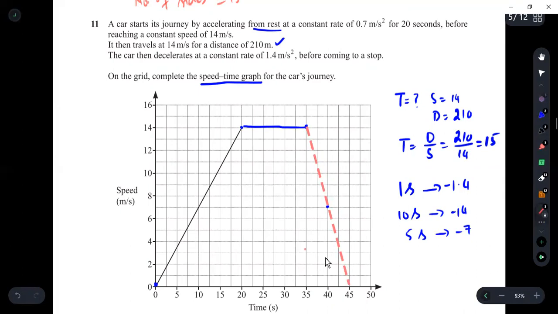So we have completed this part of the graph, which was missing. We were asked to complete the speed time graph.